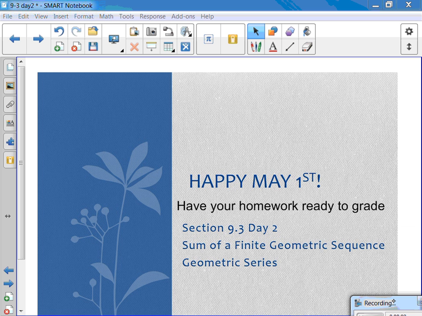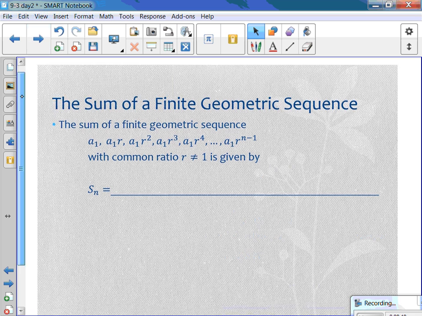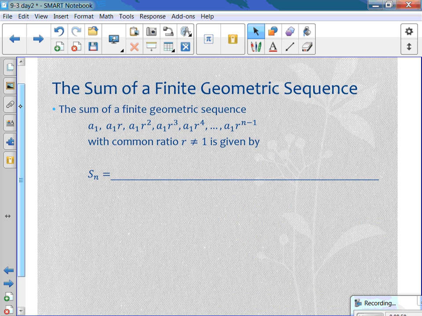So what was the difference between a sequence and a series? We talked about arithmetic sequences and arithmetic series. What was the sequence? A sequence is just a1, a2, a3, a4. The series, we actually add them up and get a number, a sum. So that's what we're looking at today with our geometric sequence.